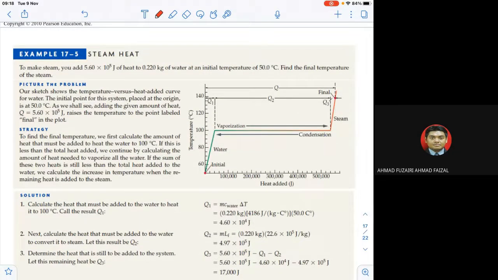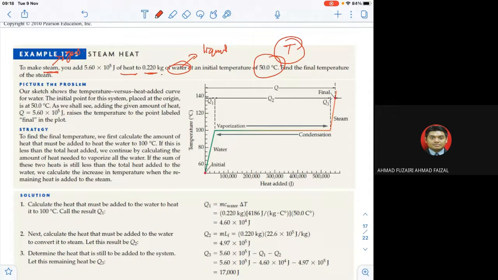Okay, let's look at one example here. To make steam, you added 5.6 times 10 to the power of 5 joules of heat to 0.22 kilogram of water. So this one is liquid, and this one is gas, at an initial temperature of 50 degrees Celsius. Find the final temperature of the steam.